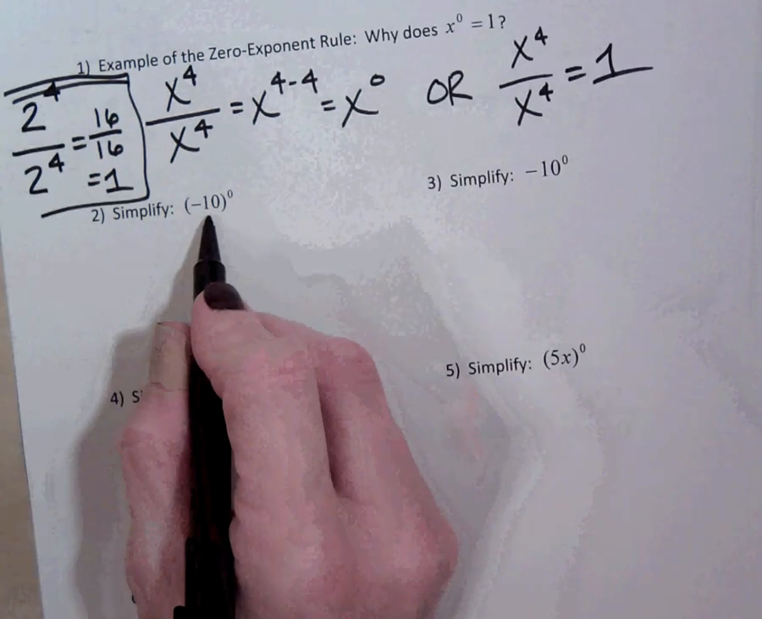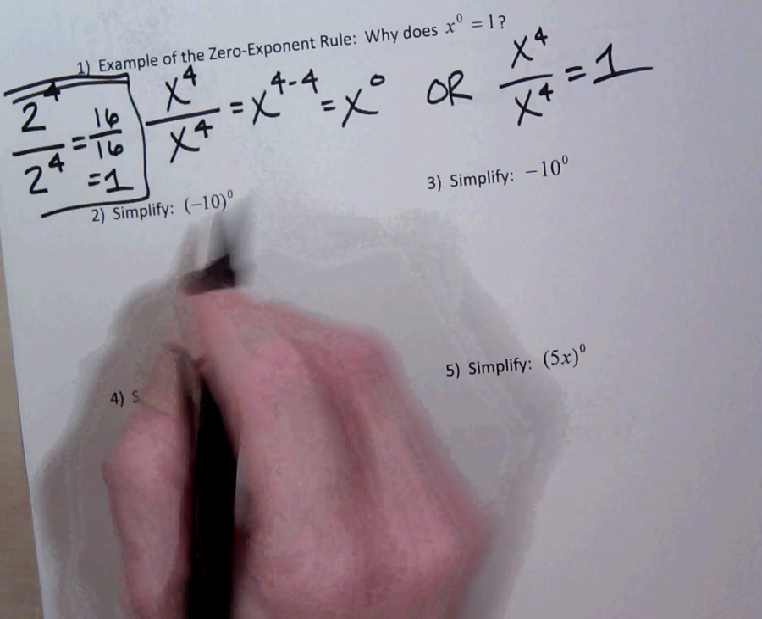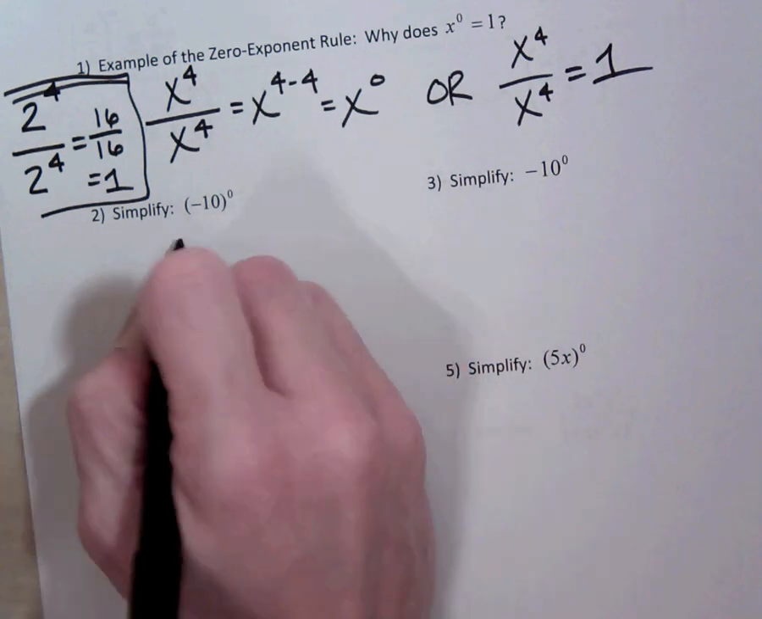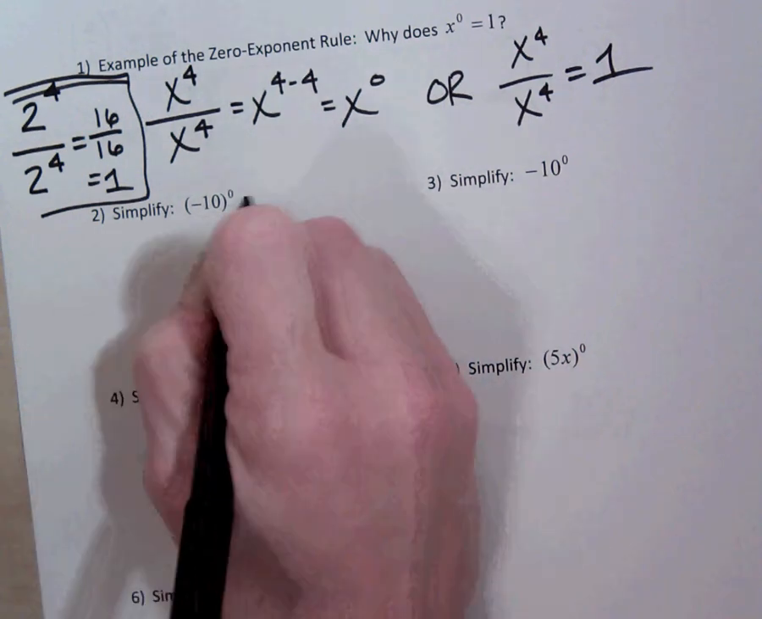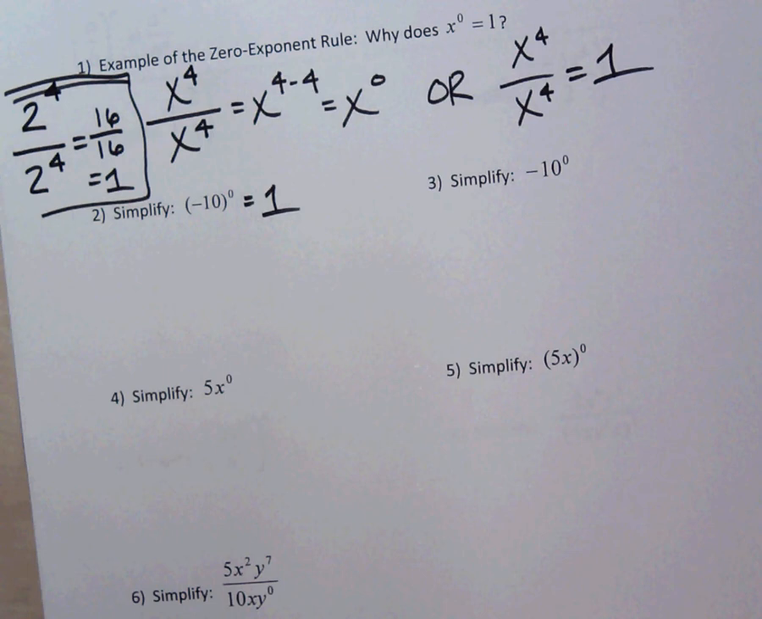So here our base is negative 10. So we have a base being raised to the 0 power. All that equals is 1.